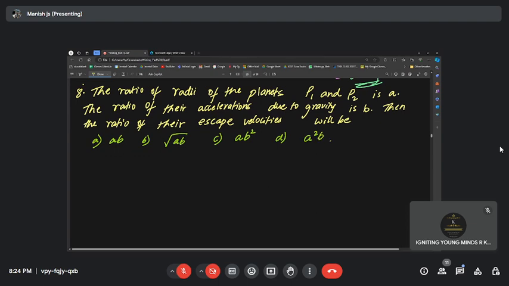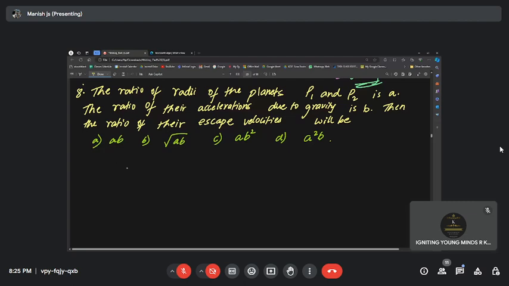So here they have given you the ratio of radii of the planets P1 and P2, which is A, wherein the ratio of their acceleration due to gravity is B, small b. Then they are asking what would be the ratio of the escape velocities of these planets P1 and P2. In terms of A and B, you will have to find out the answer. Okay. Now, what is the formula for escape velocity? One of the easiest formulas in the gravitation chapter. So, who can tell me the formula for escape velocity? Anybody? Root 2 GR, sir.